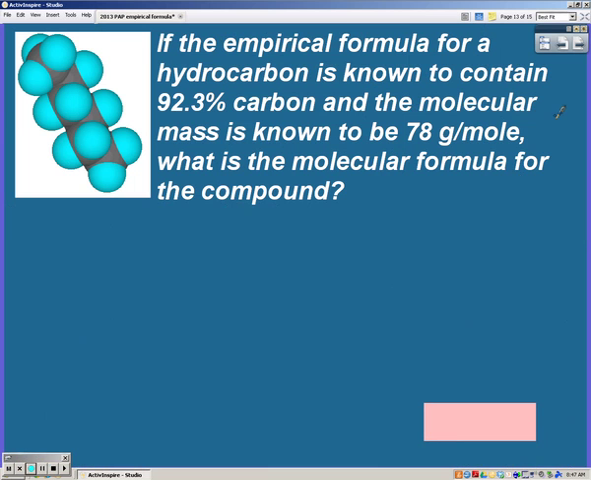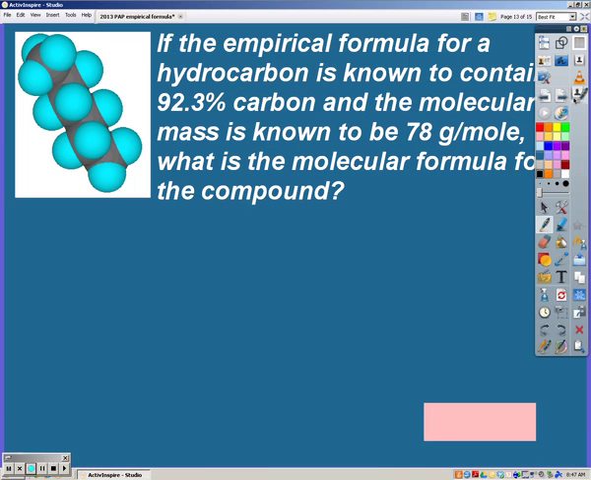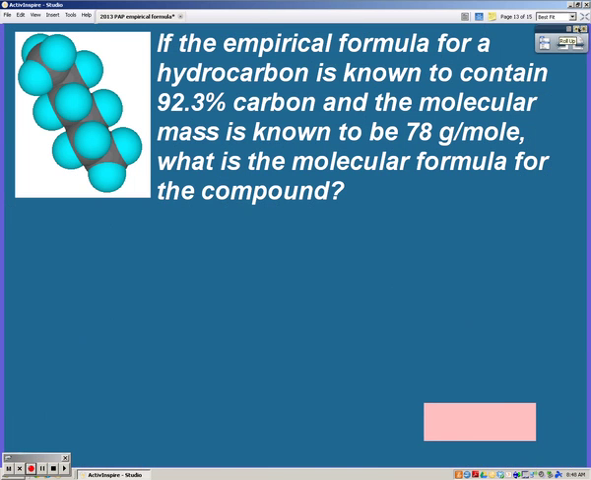This one is the same type of problem, but first you had to calculate the empirical because they didn't give you the empirical formula. You do know that it's a hydrocarbon, and they gave you the percent of carbon. So we know carbon is 92.3%, we need to find hydrogen. Because it's a hydrocarbon, it should have hydrogen and carbon. Our percents should add up to, if you said 100, you are correct. 100 minus 92.3 gives me my percent hydrogen, which is 7.7.